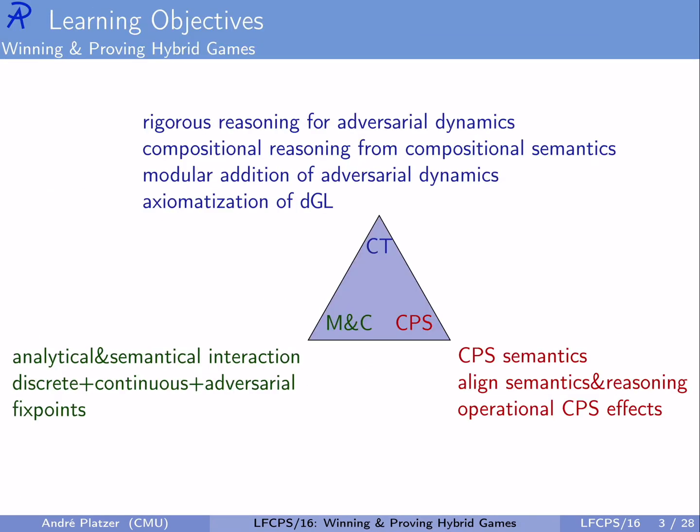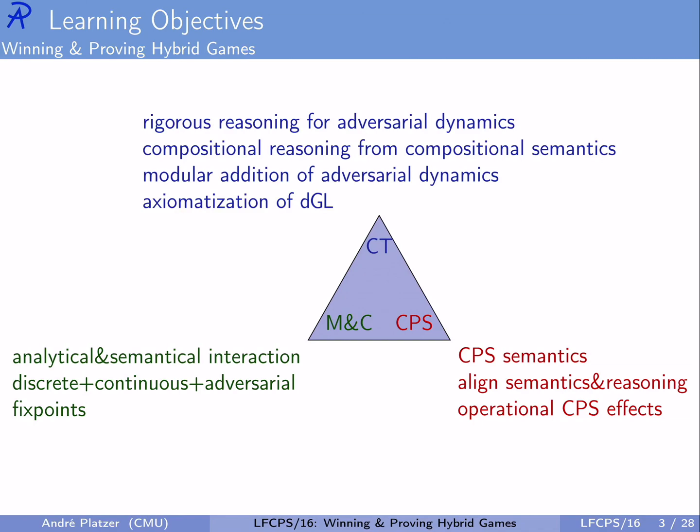What we'll learn today on the modeling and control side is how analytical and semantical reasoning techniques for discrete and continuous adversarial dynamics can be integrated and how they interact, which is important whenever you, for example, have multiple agents that interact in a cyber-physical system. We'll also see how the fixed points and semantics of repetition of hybrid games will provide one important aspect for rigorous reasoning techniques.